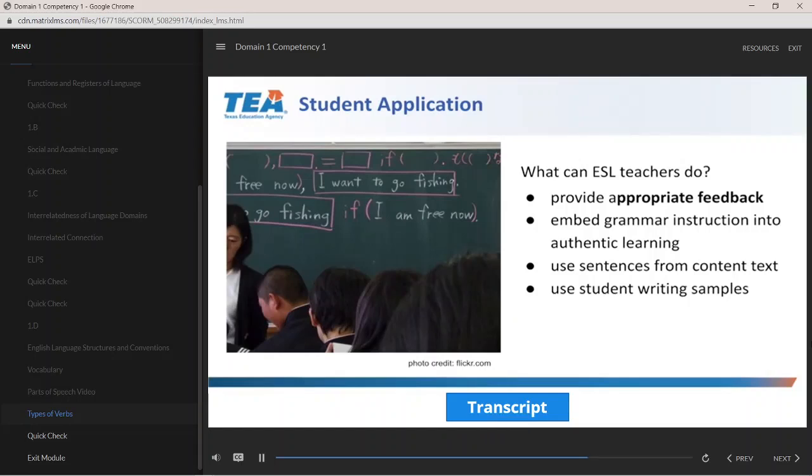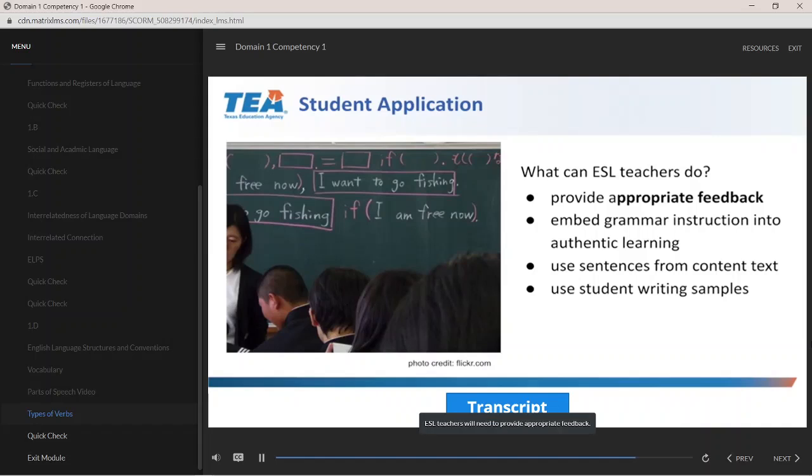Student application. What can ESL teachers do? By modeling and providing instruction to develop the foundation of English mechanics, ESL teachers can help English learners understand content-based instruction. Teachers can provide appropriate feedback, embed grammar into authentic instruction, and use sentences from content-based text and student writing samples as models. Keep in mind, an English learner's ability to self-monitor for grammatical errors develops last. You'll learn more about this as it relates to Krashen's monitor hypothesis in the next section for Competency 2.